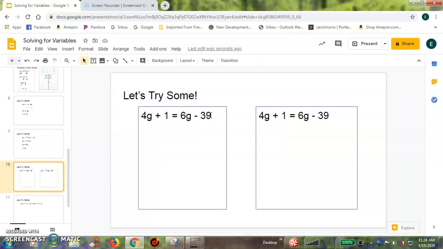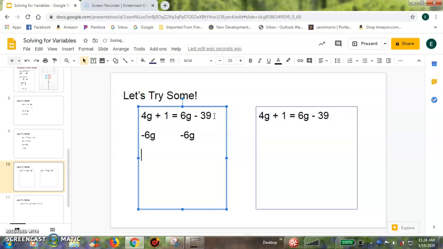You can see in this case, I've written the same problem twice. That's because I want to show you that either way you do this, whichever variable you get rid of on whichever side, it's going to work out just fine. So in this case, I'm going to subtract 6g from each side. And that's going to leave me with, on the left-hand side, -2g. I don't always like to be left with negatives, but it doesn't matter, is equal to the -2g plus 1 is equal to -39.